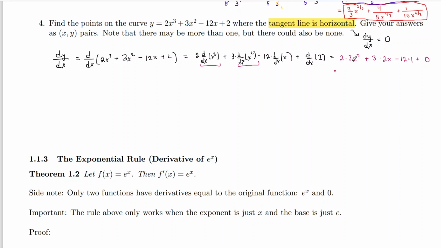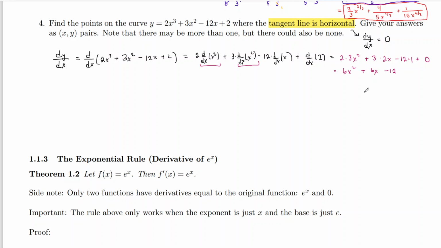All right, so let's simplify this. What do we have? We have 2 times 3 is 6, x squared, plus 3 times 2x is 6x, minus 12. This is our derivative. This is the simplified derivative.